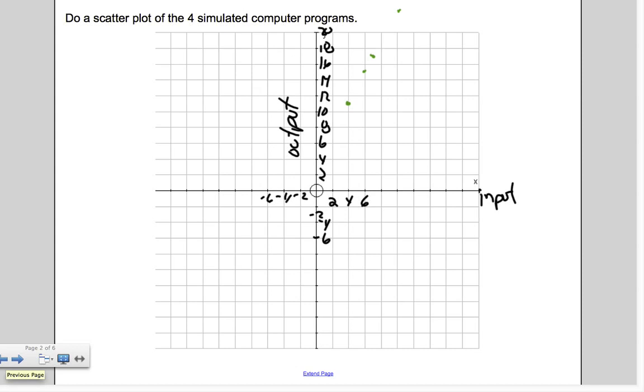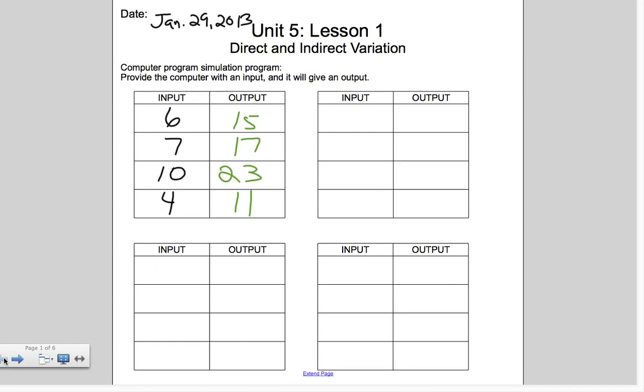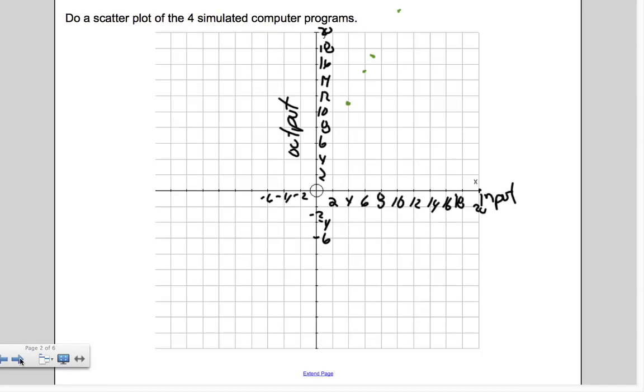Yeah, so I just didn't finish labeling. So 8, 10, 12, 14, 16, 18, 20. Okay? Let's try the next program. It's just this normal scatter plot of 4 points. They did the scale across the bottom and went by 2s.